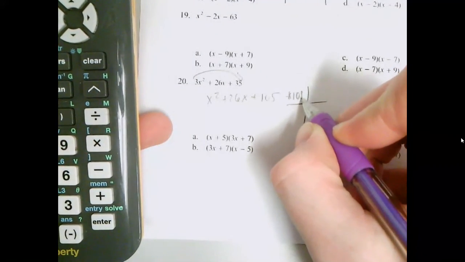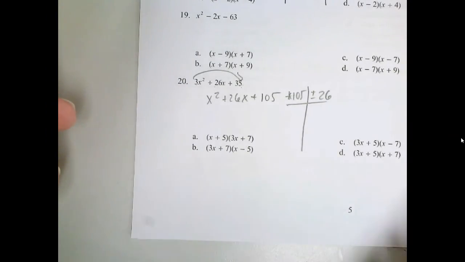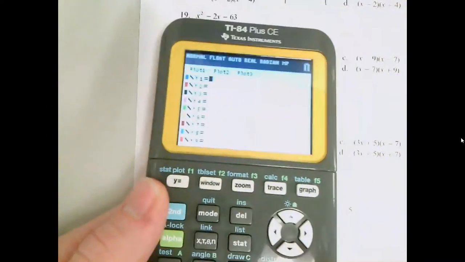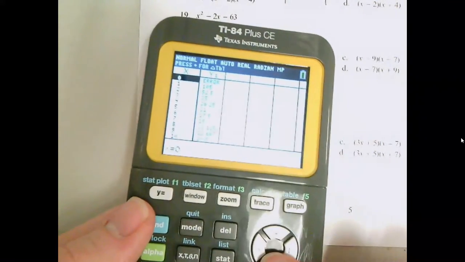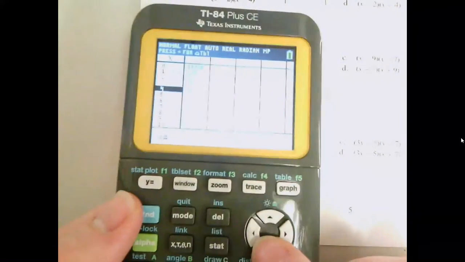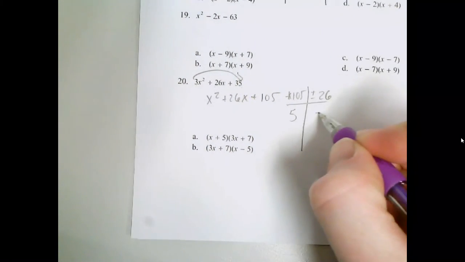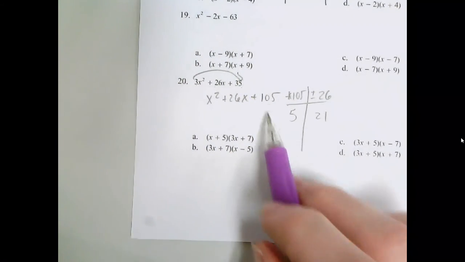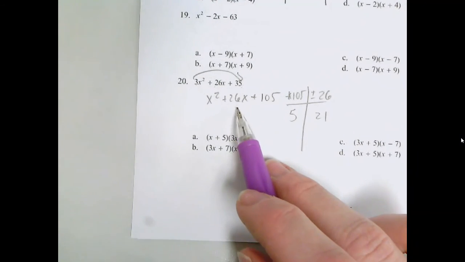Then you would need things that multiply to give you 105, but add or subtract to give you 26. So you type in y equals 105 over x. And we need 26. So 5 and 21 would work. And they're both positive because two positives multiply to give you a positive 105. And if you add them, 5 plus 21 gives you 26.